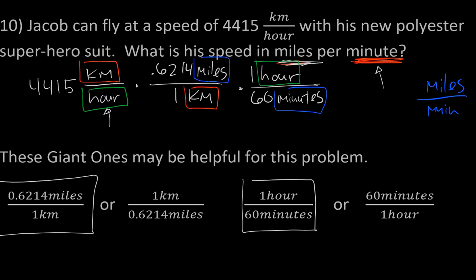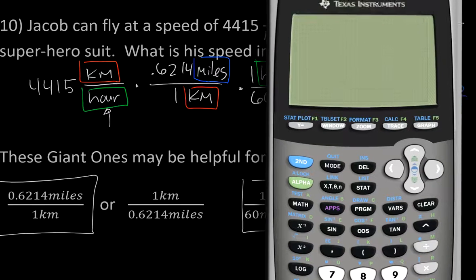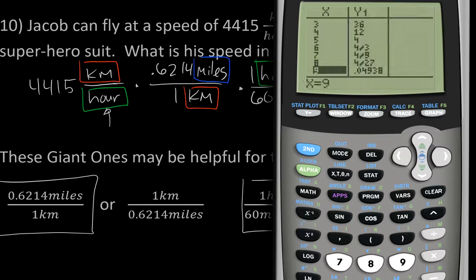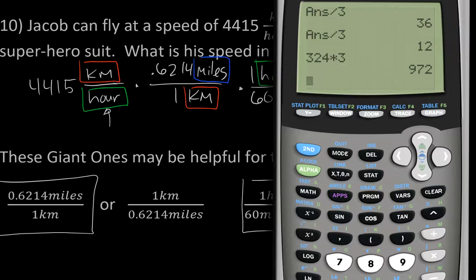The question is, what's the number? Well, the number is not difficult to get, right? All I'm going to do is do a little bit of multiplication here. I'm going to multiply 4415 times 0.6214, and then because this 60 is in the bottom, I'm going to divide by 60. So let's go ahead and do that. I'll just turn on the calculator. I'll leave the table from the last problem.